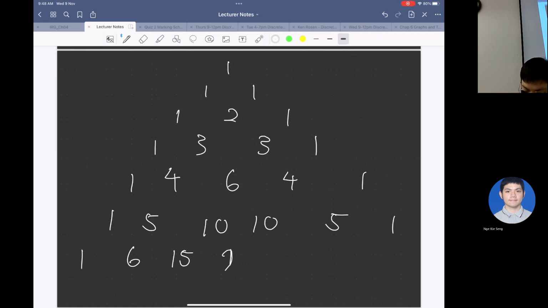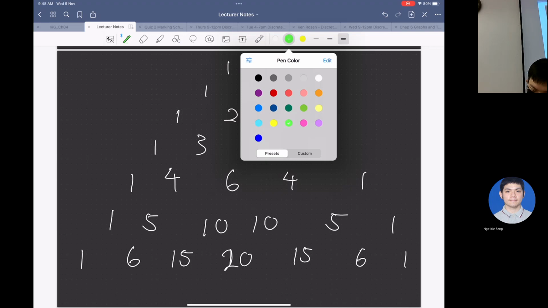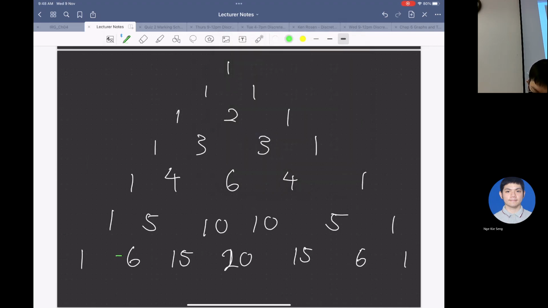So this is a quicker way, and you don't need to use a calculator. I already quickly wrote down up to the expansion of 6 here. So this one is telling you the coefficients for the 6th power expansion. And yeah, this one is really quick.